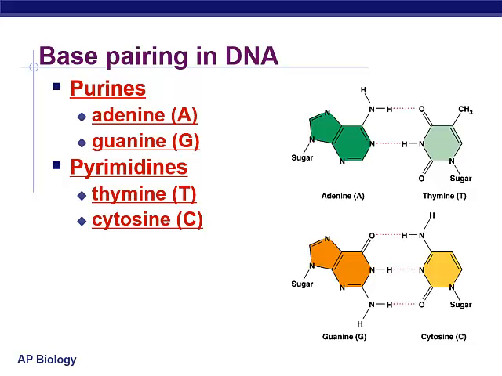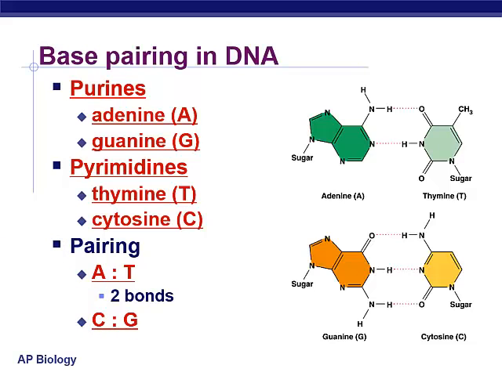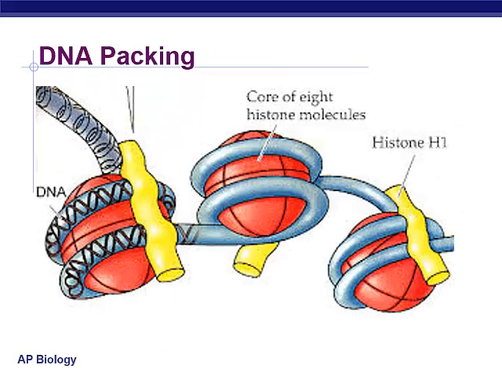Is it all coming back to you guys now? Yes? Okay. A always pairs with T, 2 hydrogen bonds. C always pairs with G, 3 hydrogen bonds. Moving on. Here is the first new part of today's material.